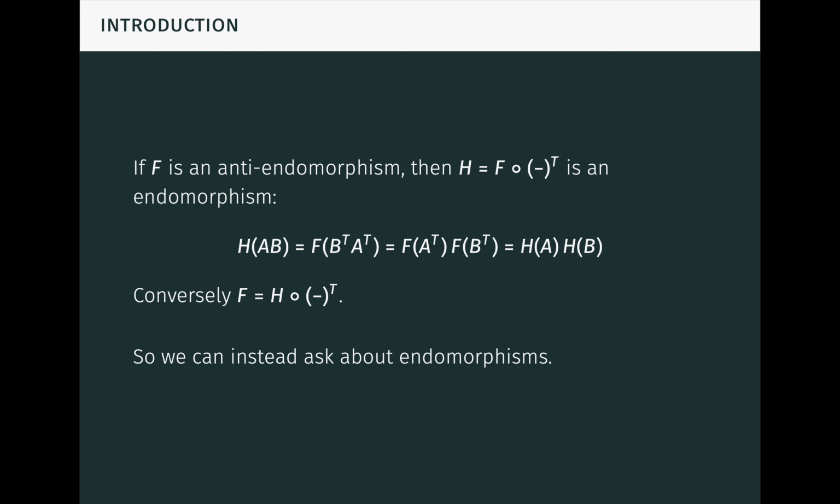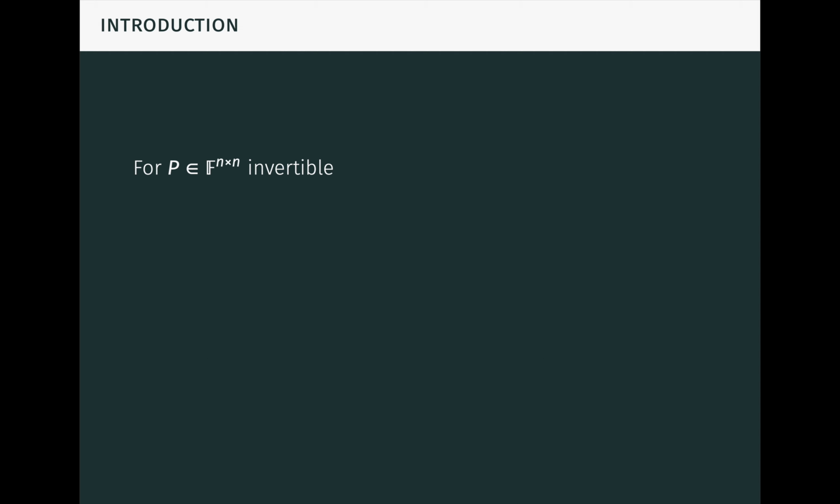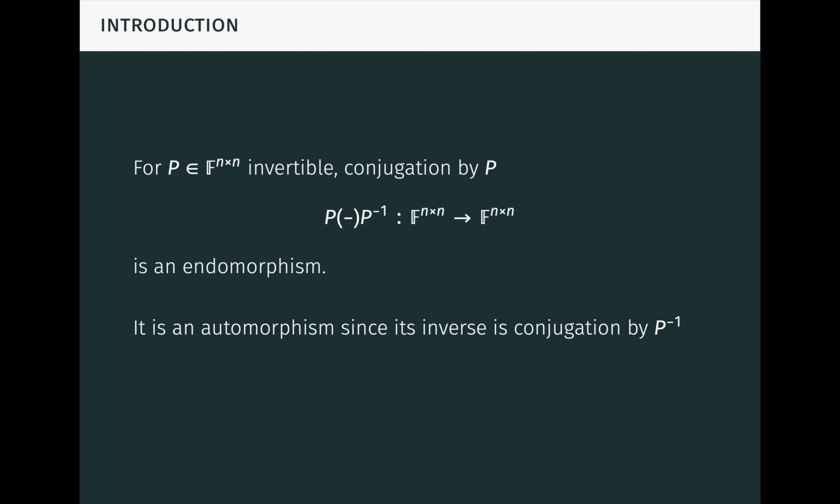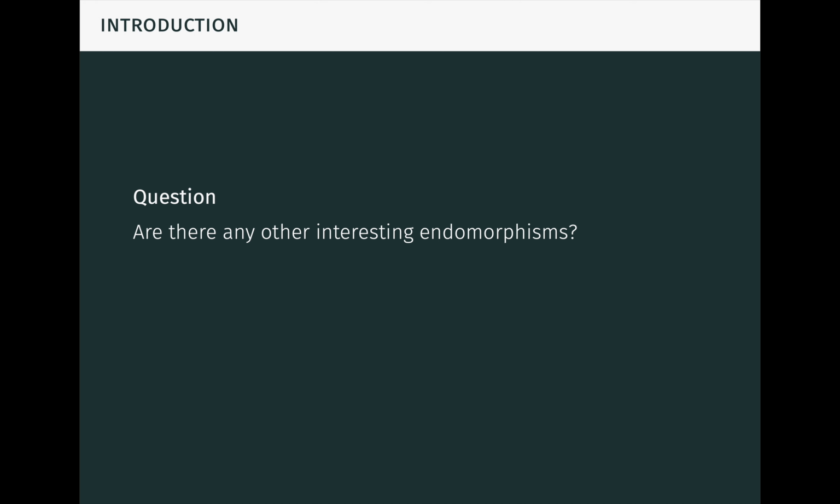What are the endomorphisms? Well, we know for any invertible matrix P, conjugation by P, viewed as an operation on the algebra, is an endomorphism. In fact, it's an automorphism since it has an inverse, which is just conjugation by the matrix P inverse. Such automorphisms are called inner automorphisms. Are there any other interesting endomorphisms of the algebra besides conjugation? It turns out the answer is no.